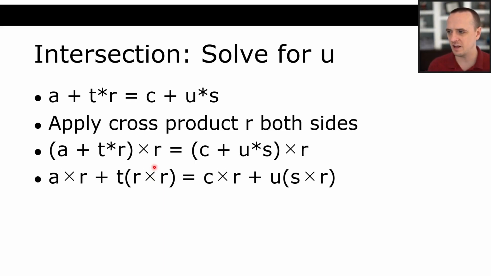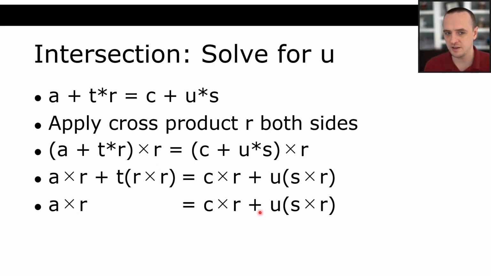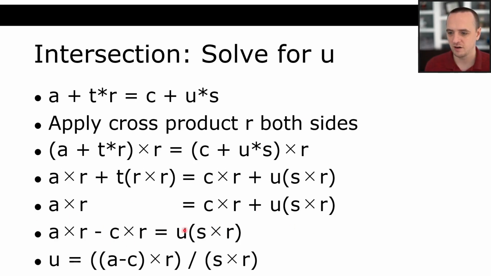This is the exact same calculation, it's just now we're eliminating t instead of u. This eliminates the t. Now we can bring this over here, and we get the same thing for u. I don't need to go through that whole derivation because it's the same thing just on the other side, right? So now here's our value for u. And so we've got a minus c cross r divided by s cross r. So we know all of these values, so now we can solve for u, and in the previous slide we solved for t.